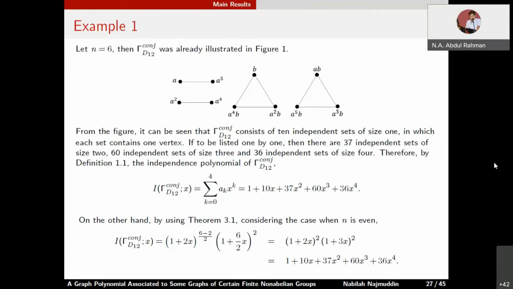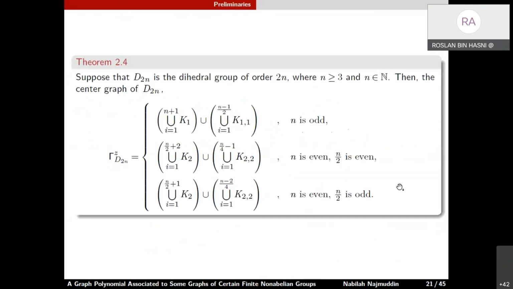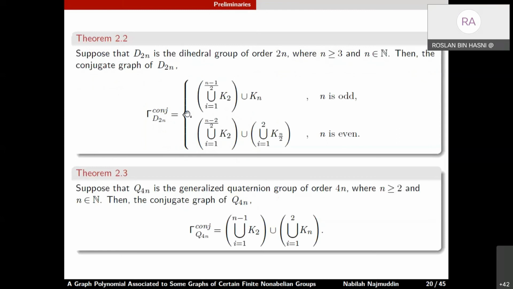Dr. Nabilah. Just one question. Go back to your slide before this. The theorem on the conjugate graph. Okay, this one. Theorem 2.2. So this one you obtain the result on the conjugate graph in terms of K2 and Kn. So the union of K2 with Kn.